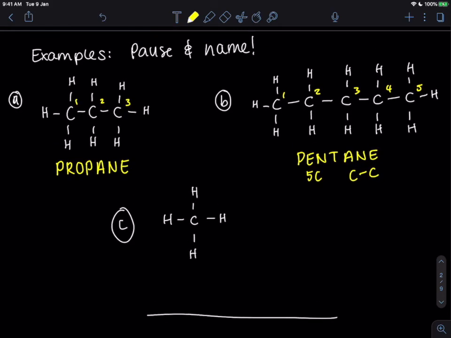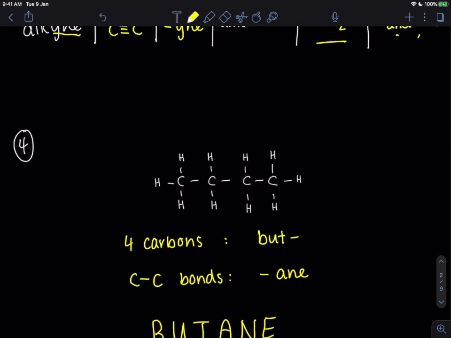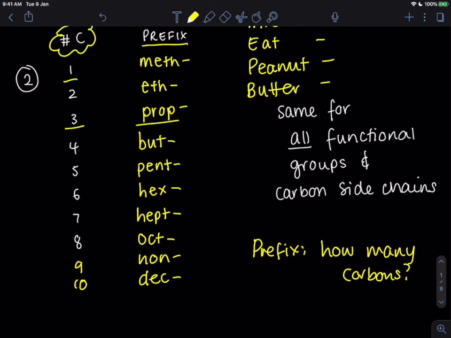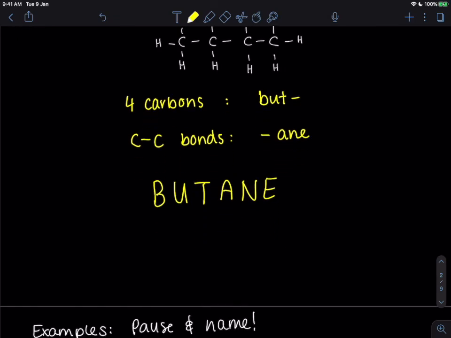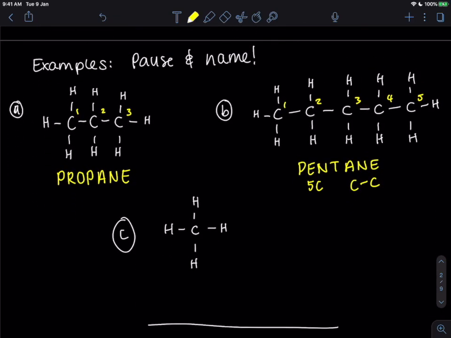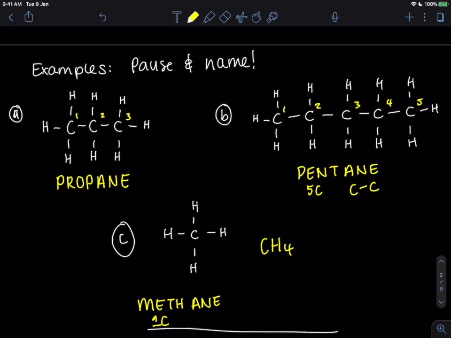And then finally here, we've got only 1 carbon, so we go back up. 1 carbon is meth-, or mice from mice eat peanut butter. And again, there's no other carbons for it to bond to, but this is the simplest organic molecule, and it is meth- for 1 carbon, and -ane for only single bonds present, methane. You'll sometimes see this written just as CH4. Alright, hopefully that was helpful. In my next video, I will be moving on to naming molecules that have branched chains. So, kia ora.